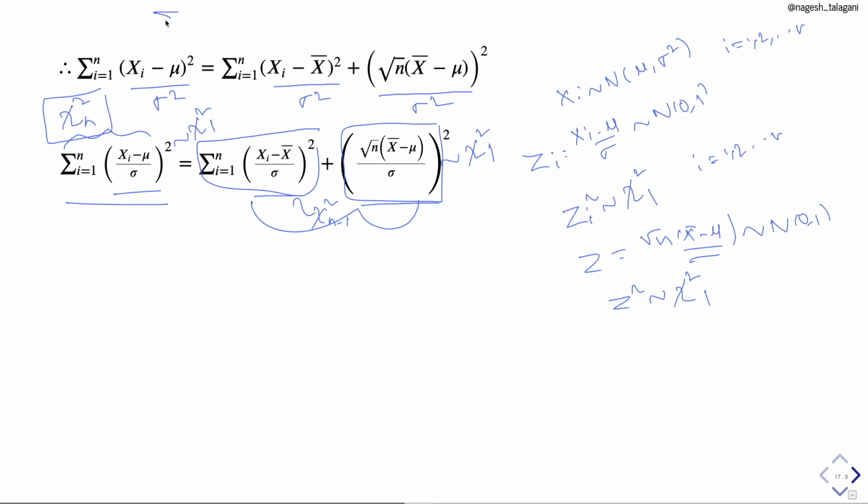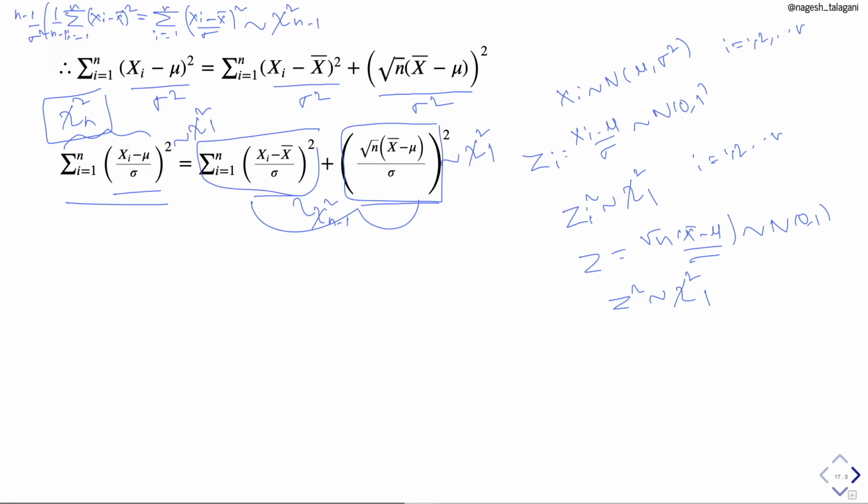So we have this summation i equal to 1 to n of (xi minus x bar) by sigma whole square follows the chi-square distribution with n minus 1 degrees of freedom. Okay. Now if I write this sigma in the denominator outside, then I can write 1 by sigma square summation i equal to 1 to n (xi minus x bar) whole square. Now if I multiply and divide by n minus 1, I can write like this.